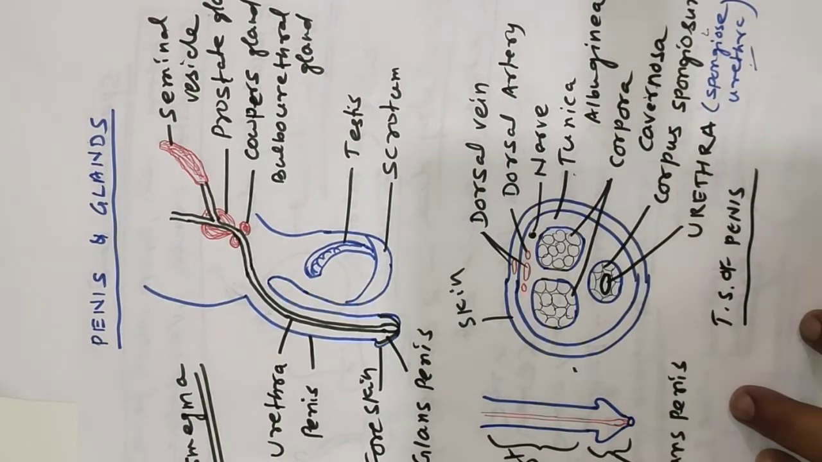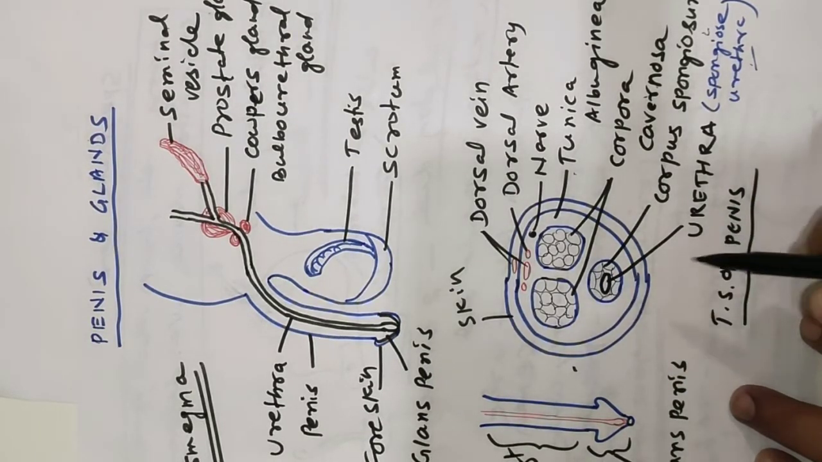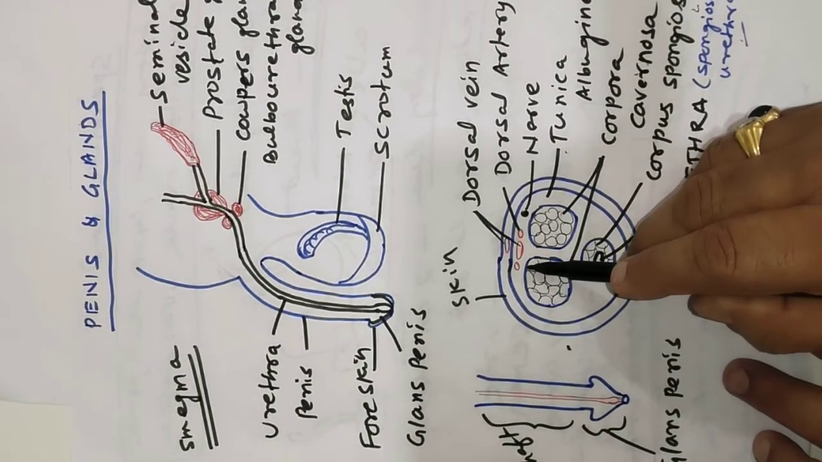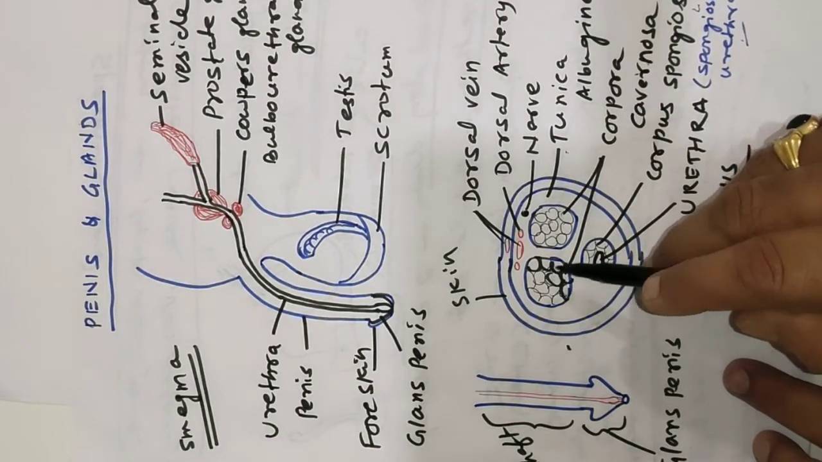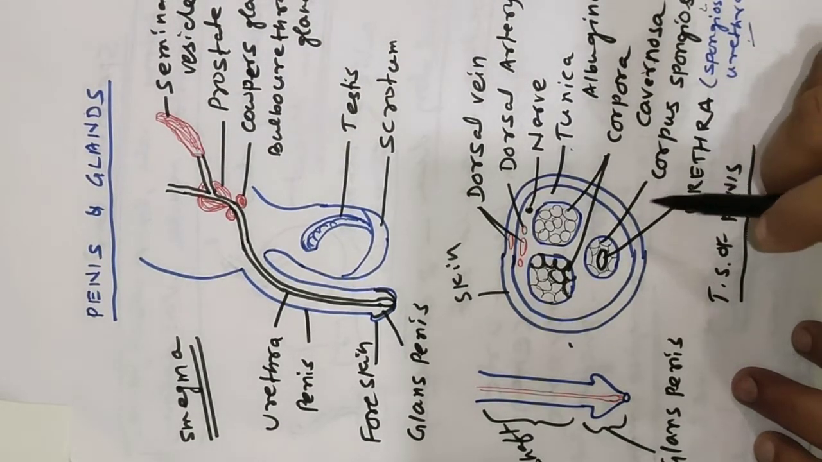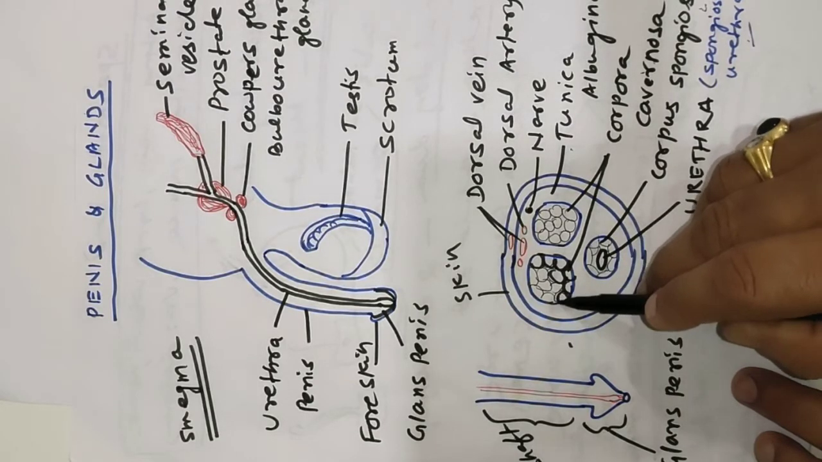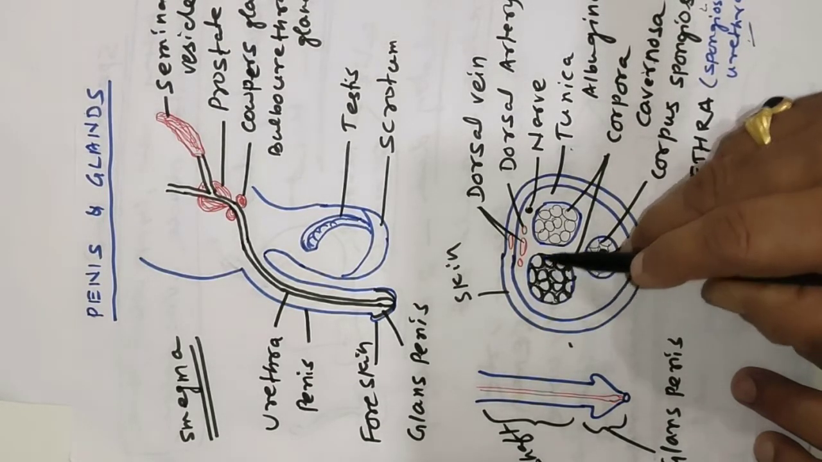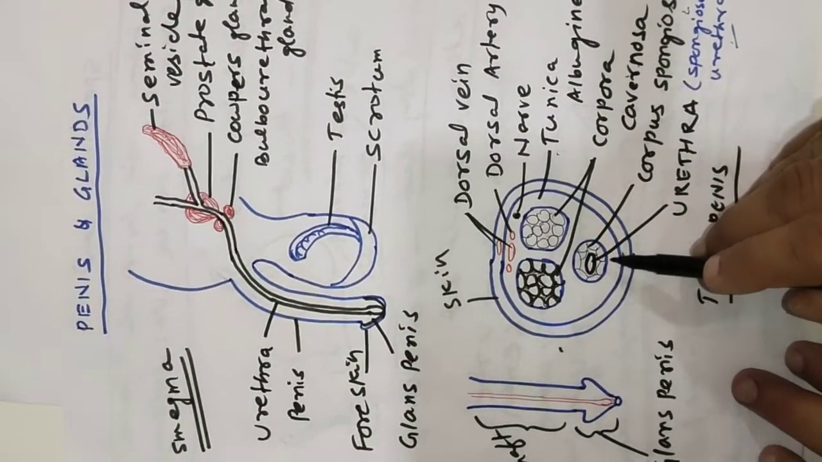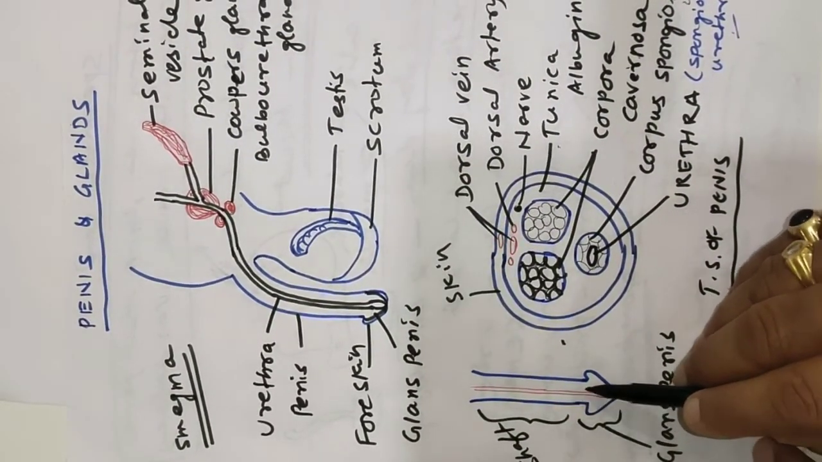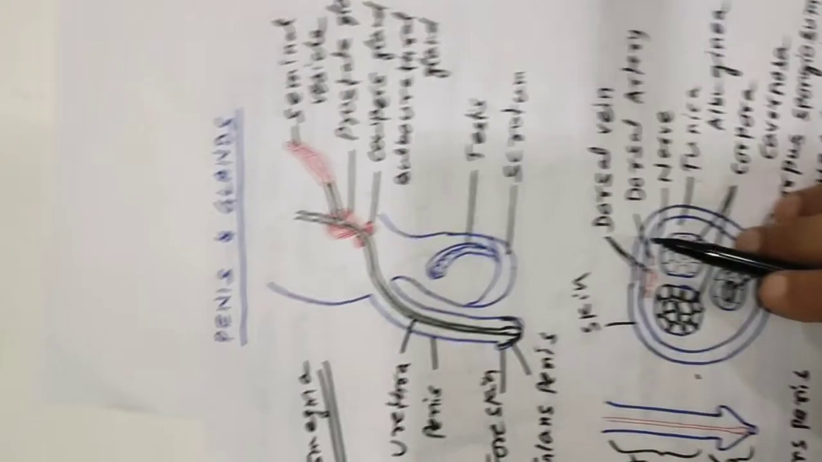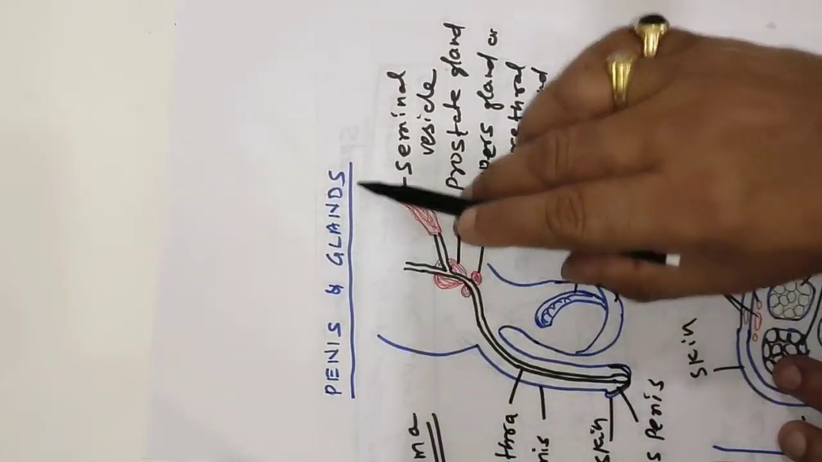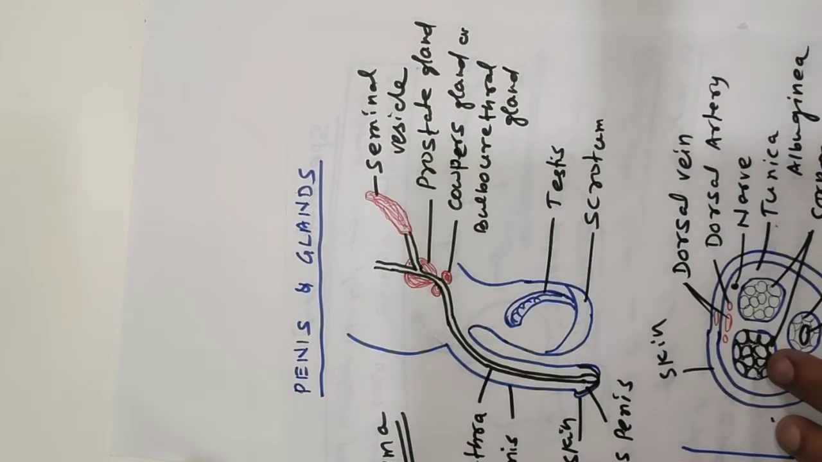During sexual excitement, these three spongy columns are filled with blood, causing the penis to become enlarged, erect and fit for copulation. When all these tissues are filled with blood, the penis becomes hard, large, erect and fit for copulation. Clear? Now we will discuss the different glands associated with the reproductive system.